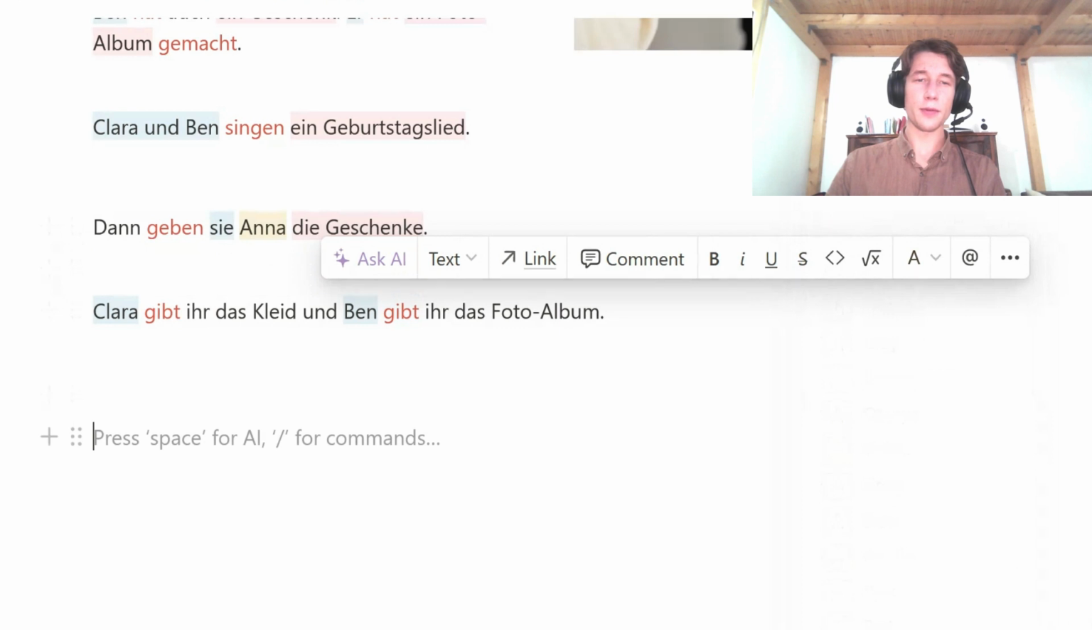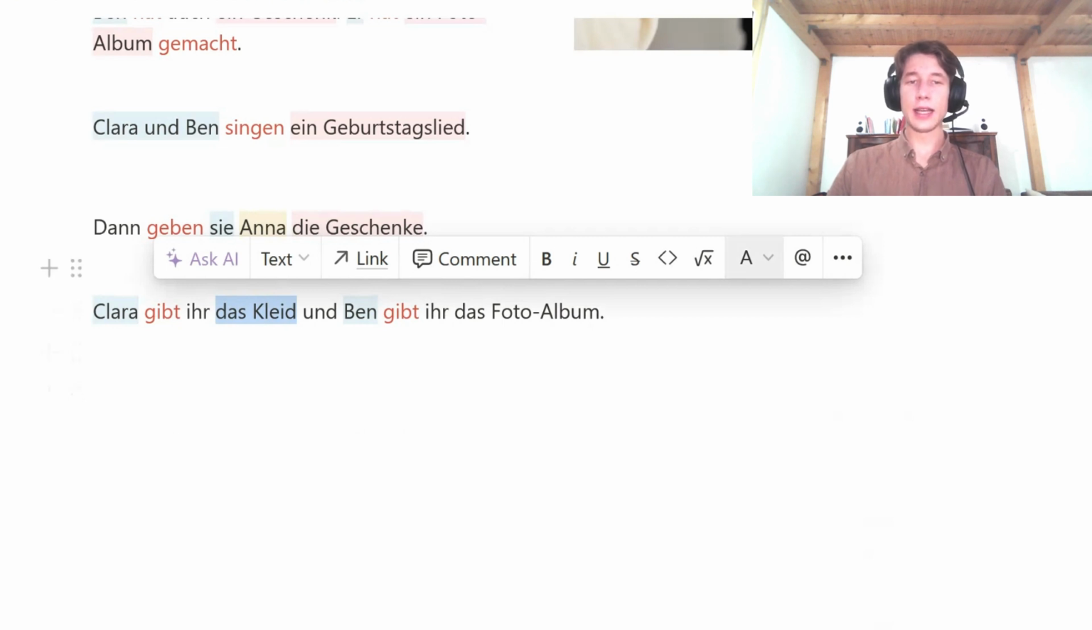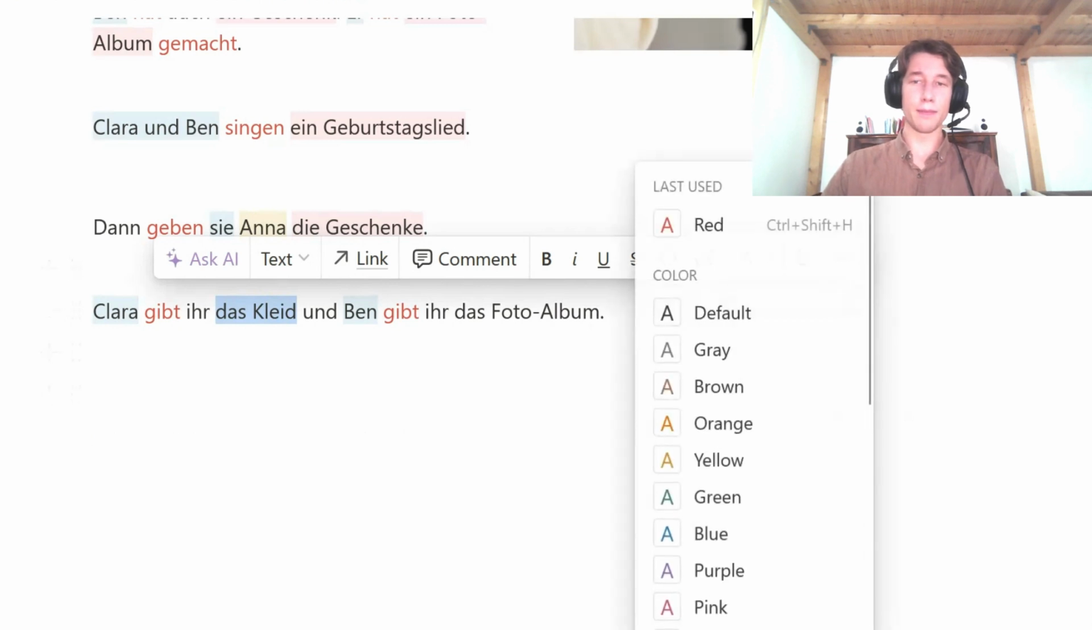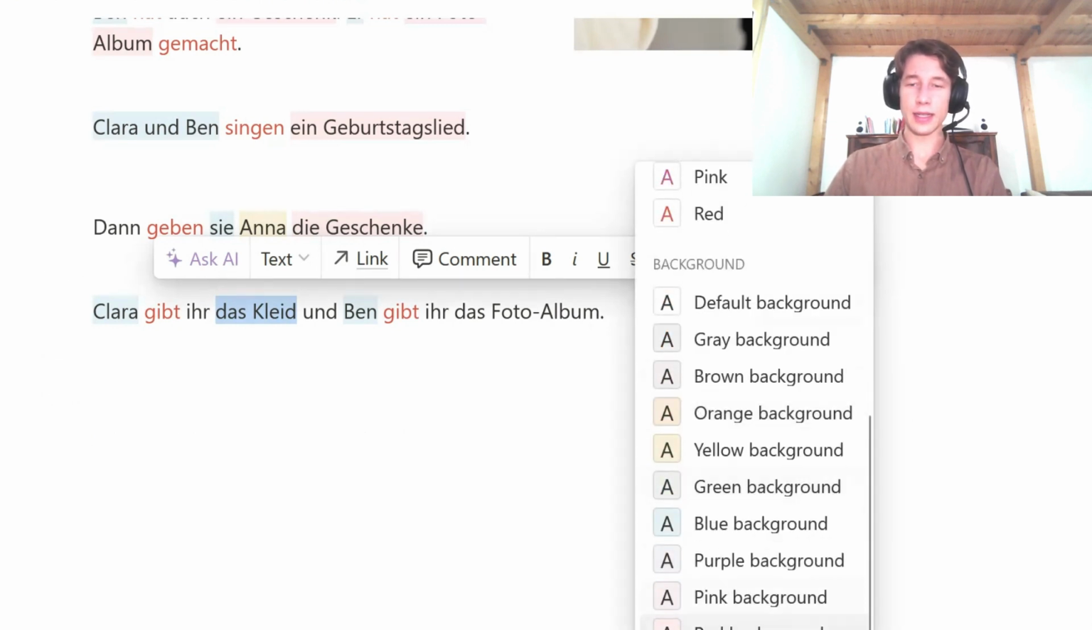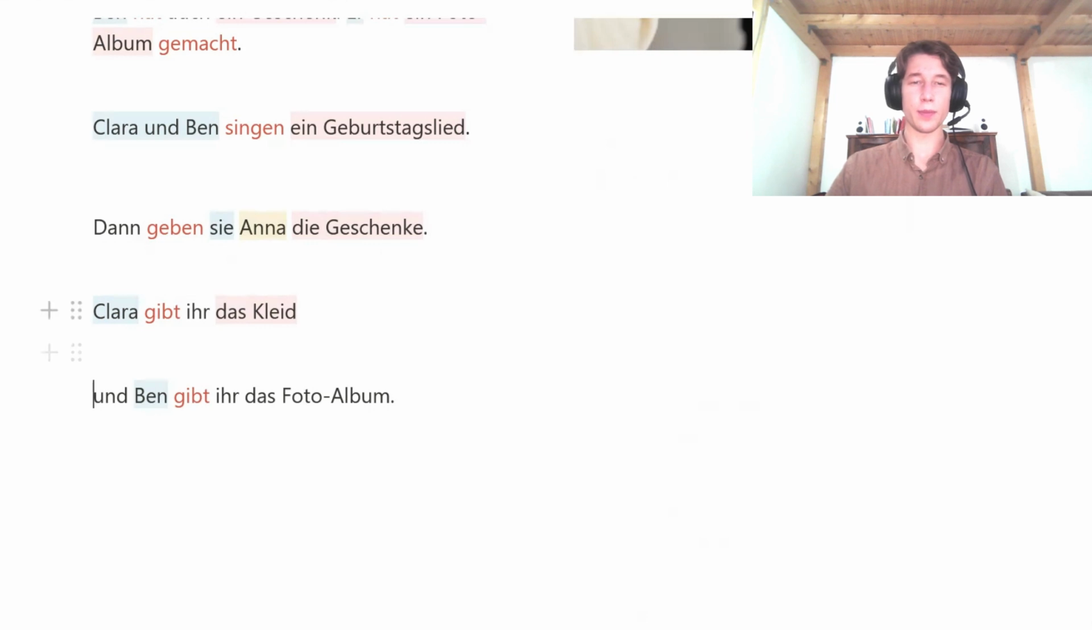But let's first take a look at the things that are being given. Clara is giving the dress. In other words, the dress is the object that doesn't really do anything, but something happens to it. It gets moved, it gets transported, it gets given to Anna. So this is the direct object. And then there is something else happening here. We can also split the sentence into two parts, actually, because there are two main clauses. They're independent of each other, just connected with the conjunction und.